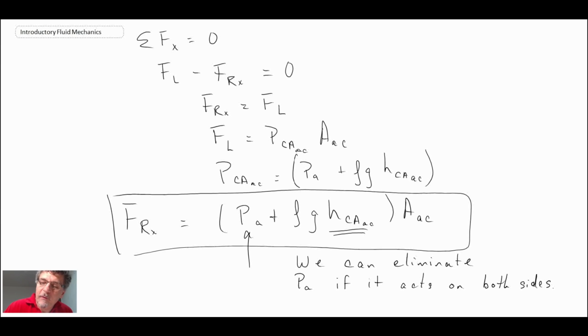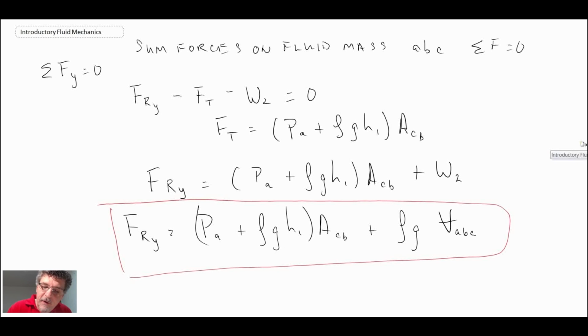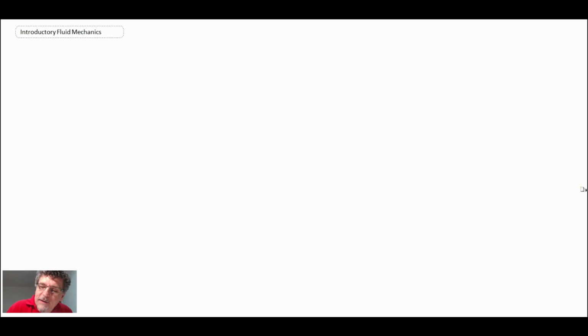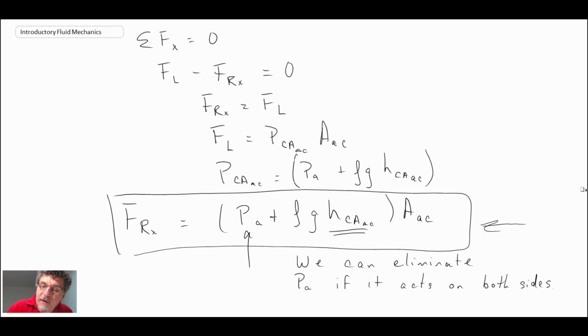Okay, so there we have an expression for FRY and an expression for FRX. For right now, however, we're not really sure where those are acting. In order to figure out where they're acting, just like when we looked at planar surfaces, we had to go through some moments, and so that's what we're going to do in the next segment. We're going to sum moments in order to figure out where those forces are acting on the curved surface.